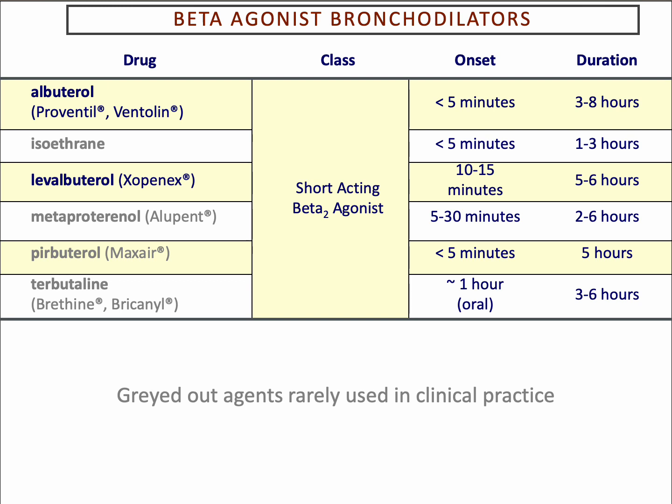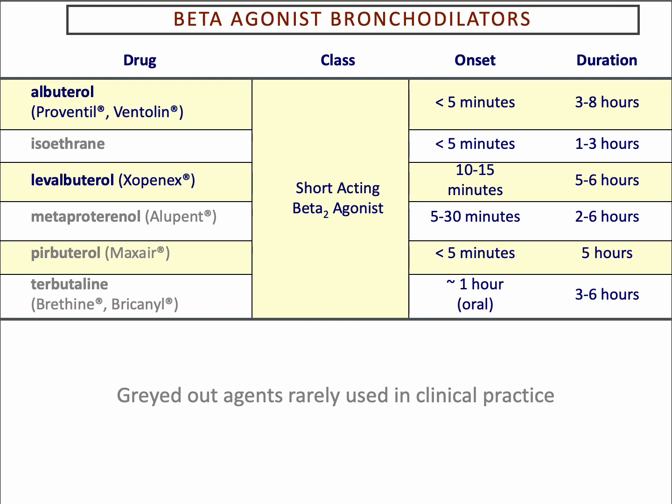Let's spend a little time talking about the beta agonists, bronchodilators, starting first with albuterol. Albuterol's been around for a long time, and it is specific for beta 2 agonists. The advantage is that it has a relatively quick onset of action, and its duration is probably around 3 hours or so. So it really is our rescue short-acting inhaler.